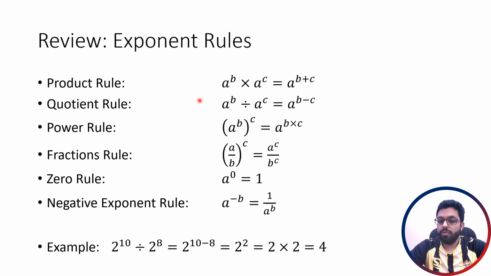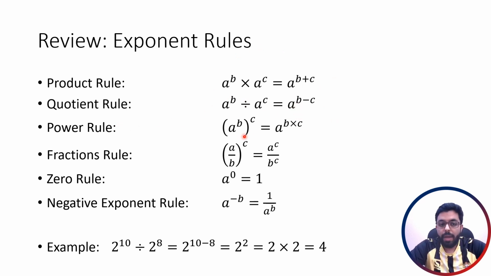Similarly, the quotient rule, that's just the same kind of idea, but in the opposite direction. So instead of multiplication, we've got division, and instead of addition of the exponents, we've got subtraction. So if you've got one power divided by another, and they've got the same bases, then you can subtract the exponents. So you take the first exponent minus the second exponent. So those are those two rules. Those are going to come up all the time.